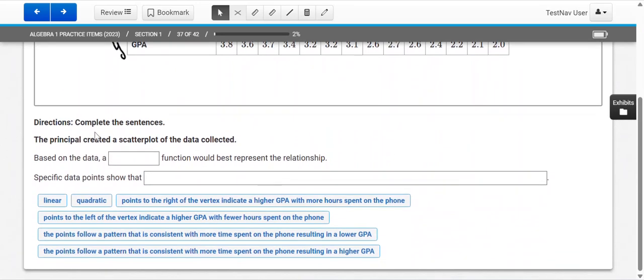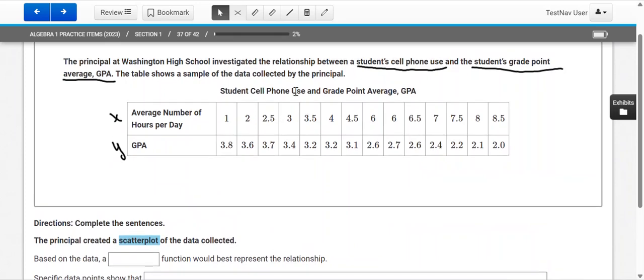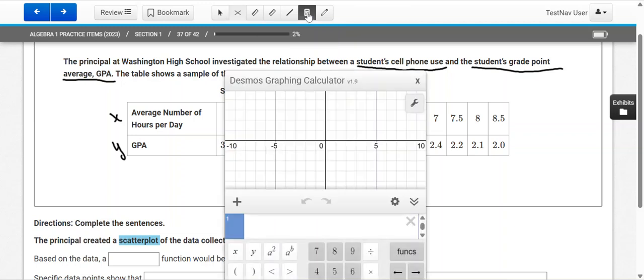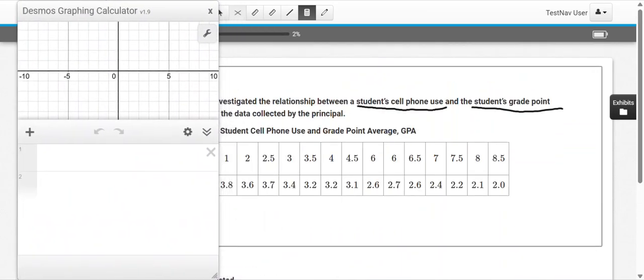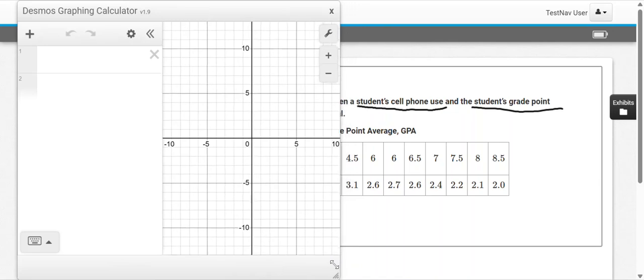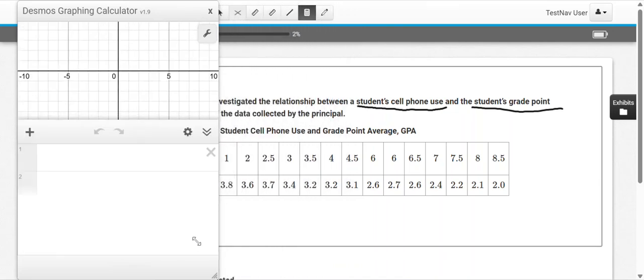Complete the sentences. All right, the principal created a scatter plot of the data collected. So this word scatter plot right here, I don't know if I can highlight it. Yeah, I can highlight it. This word scatter plot just means taking this data and putting it in Desmos. So to put it in Desmos, here's where you can find the Desmos graphing calculator. I'm going to go ahead and open it. Now, when I opened it, it doesn't look similar to what we've been using in our classroom, but we can just change the size of it so we can work with it better.